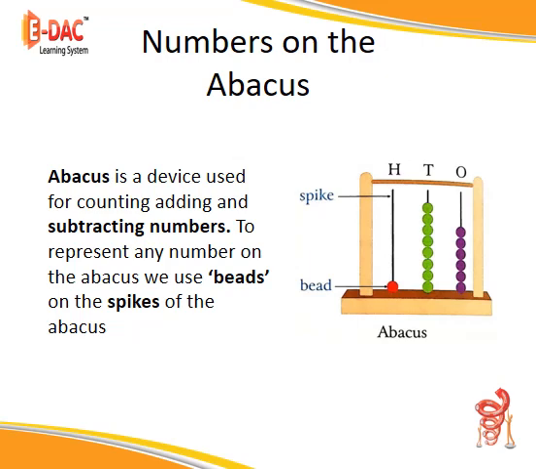All the spikes have one place value. The first spike from the right side has the place value of ones. Second spike from the right side has the place value of tens, and third spike from the right side has the place value of hundreds, which are represented by O for ones, T for tens, and H for hundreds.